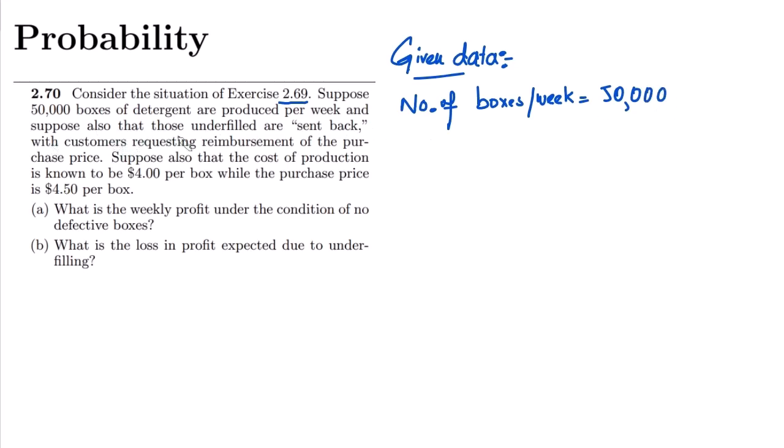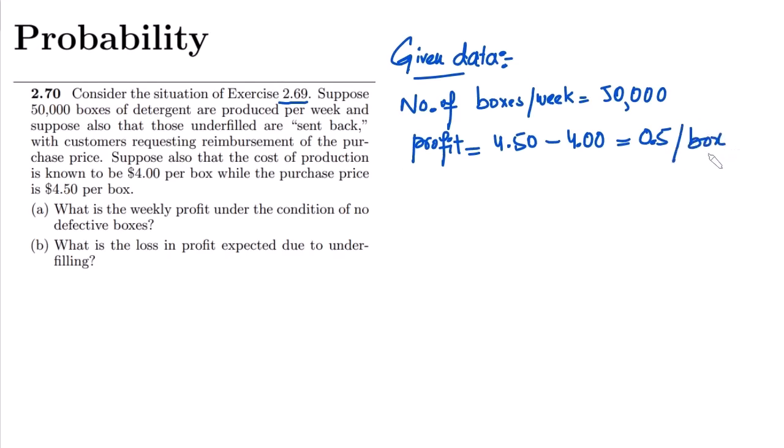And suppose also that those underfilled are sent back. If there are any underfilled boxes, those would be sent back with the customer requesting reimbursement of the purchase price. Suppose also that the cost of production is known to be $4 per box, while the purchase price is 4.50 per box. Therefore the profit per box will be 4.50 minus 4.00, so it would be $0.5. So the profit I will have here is $0.5 per box.